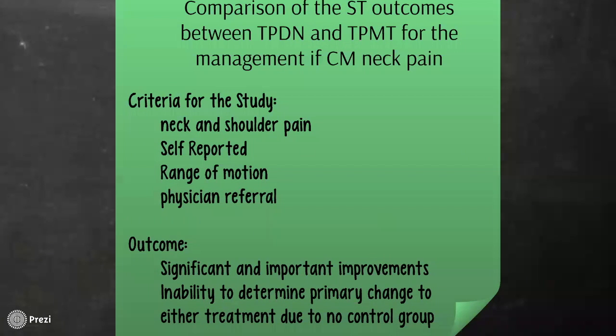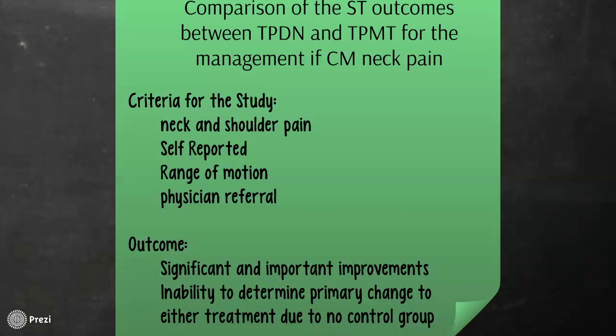The criteria that they looked at for the study was, of course, neck and shoulder pain. Pain was self-reported to a physician, and then the physician referred them out. They also looked at range of motion as a criterion. The outcomes that they were hoping to look at were significant and important improvements, with an inability to determine primary change to either treatment due to no control group.